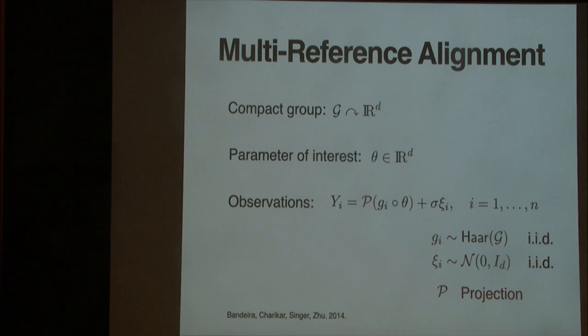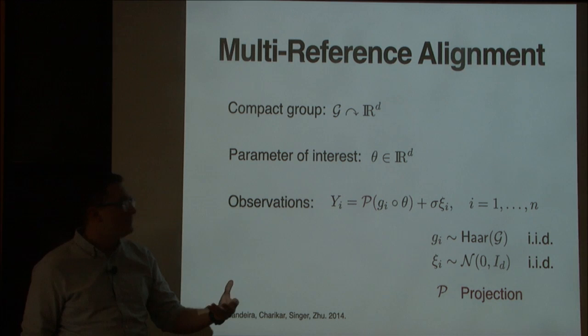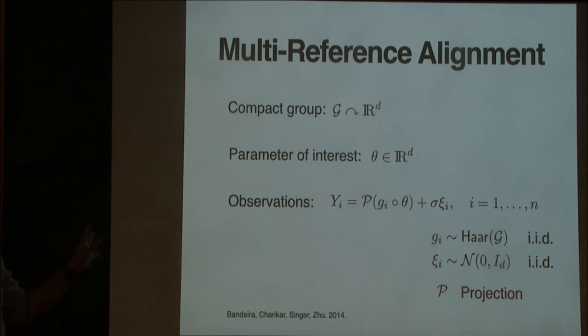Of course, I'm losing one thing, which is the projection, right? We had this two-dimensional tomographic projection that was happening after we rotate the molecule and image it. The multi-reference alignment problem is something that overlooks this projection altogether. So we're just going to try to understand what happens just because of the group action, as if we were able to observe a noisy molecule in three dimensions.